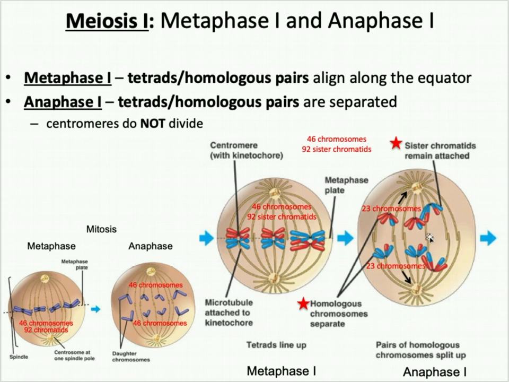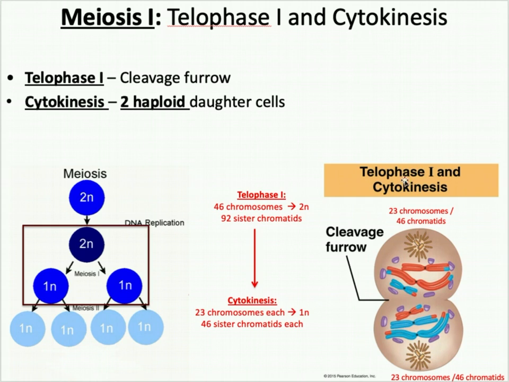But here in anaphase 1, we do have 92 sister chromatids. And then the last part of meiosis 1 is called telophase 1. In this one, you get the prominent appearance of the cleavage furrow. That's the same thing as telophase of mitosis, but the numbers are going to be different. So here you have 23 chromosomes, 46 chromatids in this part, and the same thing, 23 chromosomes, 46 chromatids in this part.